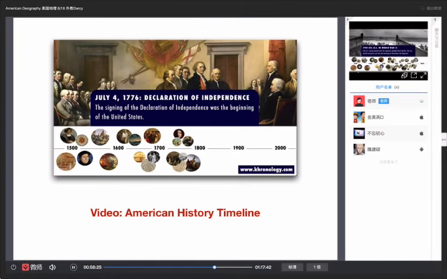Okay, and then this is the Second World War in Europe, 1941 to 1945. And America did not want to get involved in the Second World War until after the Japanese invasion of Pearl Harbor.